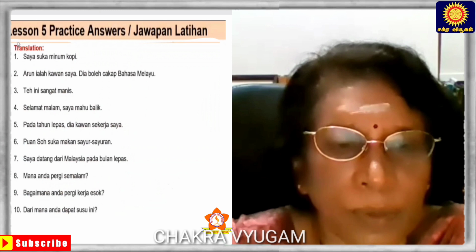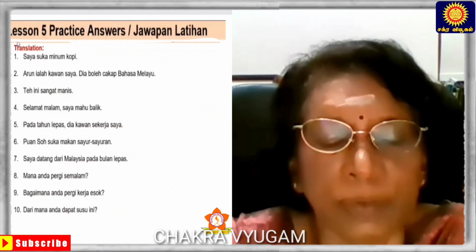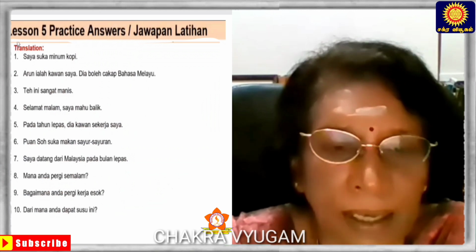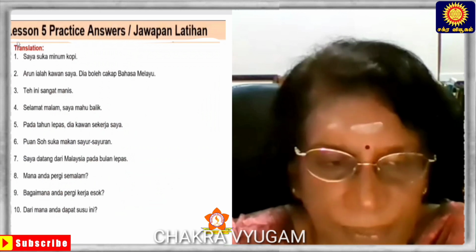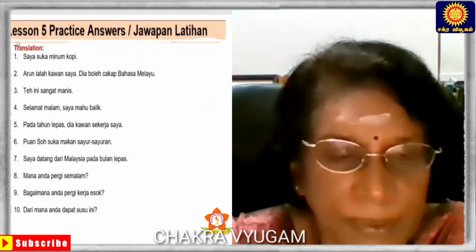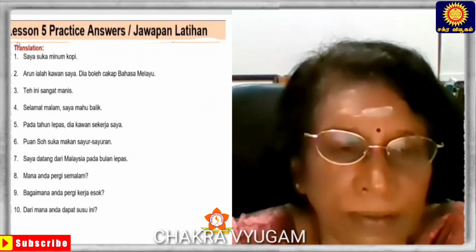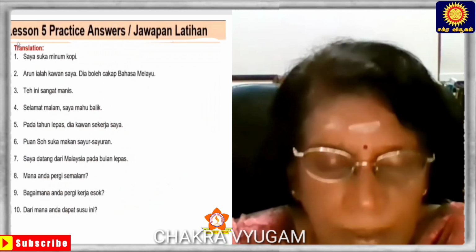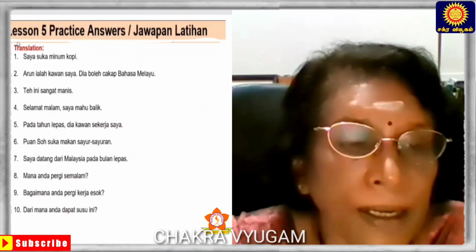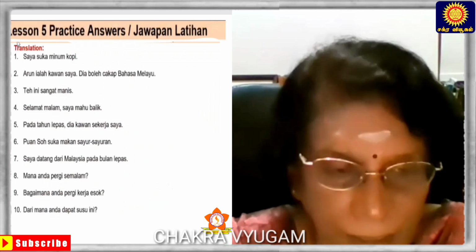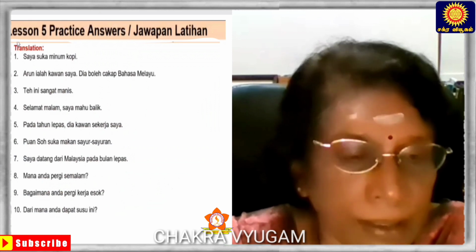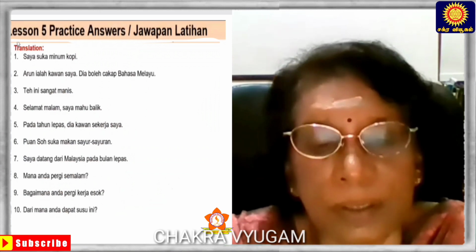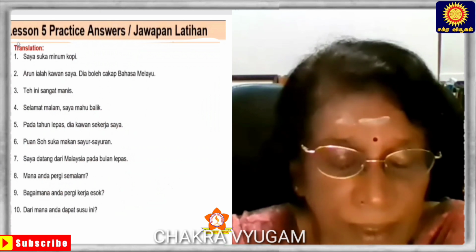All right. Next one, we are using the word sayur sayuran, which was learned last week for vegetables. And the next sentence, again, bulan lepas is last month. And the preposition dari, I'm coming from Malaysia, right? So from Malaysia, and last month. Pada, when, on, during. Mana anda pergi semalam? Semalam is yesterday. And this is a question, we use mana. Another question, bagaimana, is how.